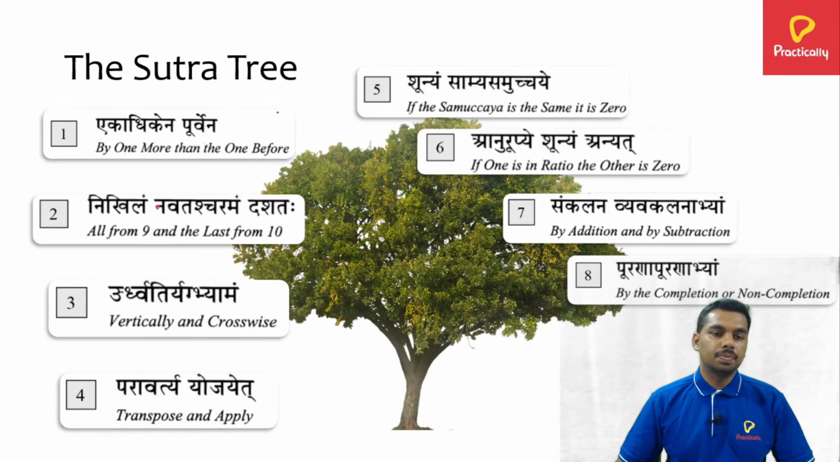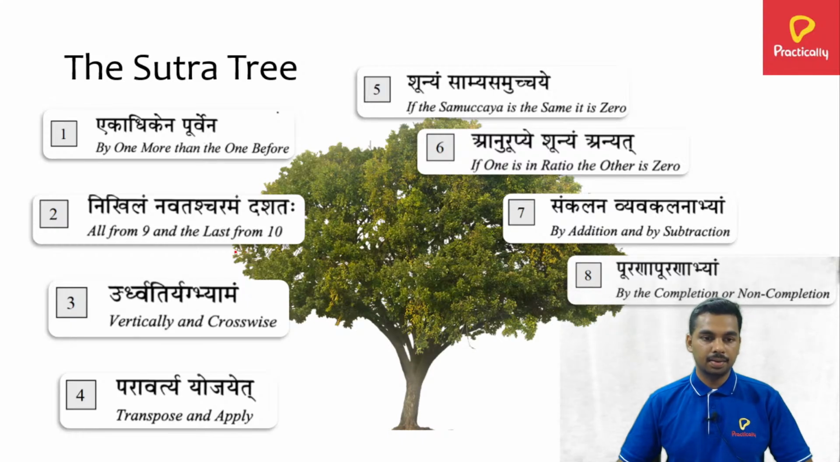The second sutra is Nikhilam Navatashcharamam Dashatah. Nikhilam means something related to all the numbers, so this is also called the Nikhilam Sutra. Nava means 9, Dashatah means 10. All except the last you should subtract from 9, and the last one you should subtract from 10. That is the meaning of that sutra: all from 9s and the last from 10.